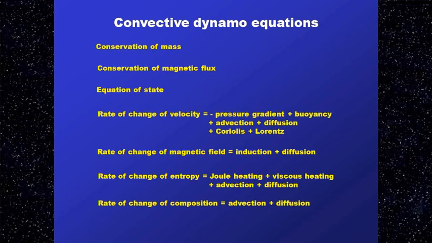Conservation of magnetic flux, another way of saying that is that there are no magnetic monopoles. So magnetic field lines don't all stop at a given point like electric field lines do. So you have conservation of magnetic flux, one of Maxwell's equations. You have an equation of state that relates how density, temperature, pressure, and entropy are all related. So you have to specify what type of fluid you're dealing with.